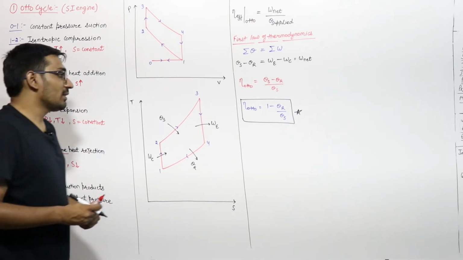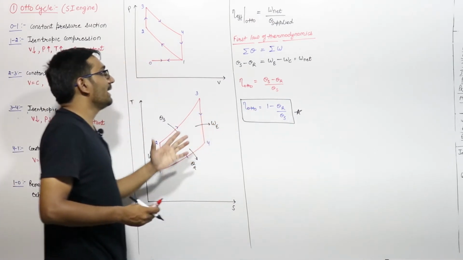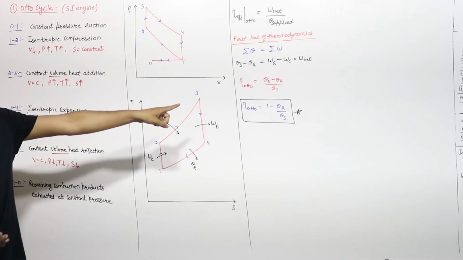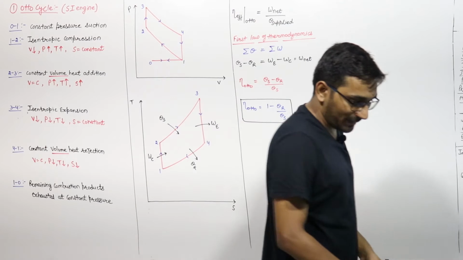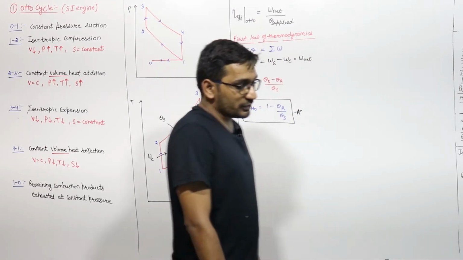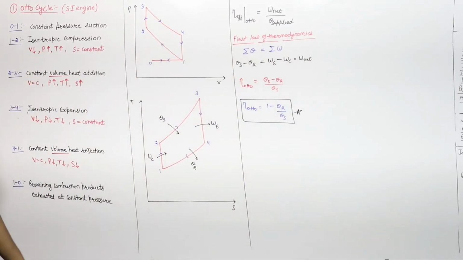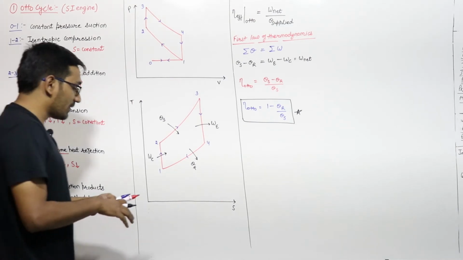Now we have to find this heat rejected and heat supply based on this cycle. We have to find how much is the heat rejected and how much is the heat supply, right? So suppose let us start with the heat supply, that is for the process 2 to 3.